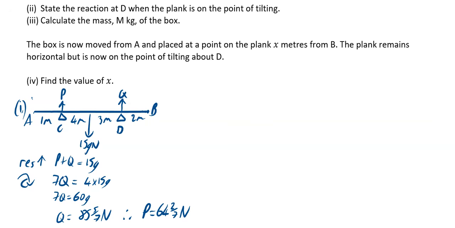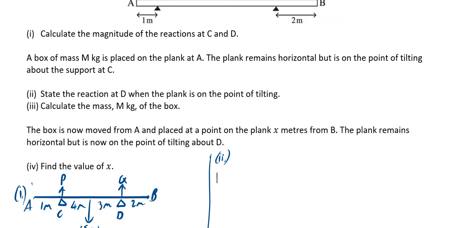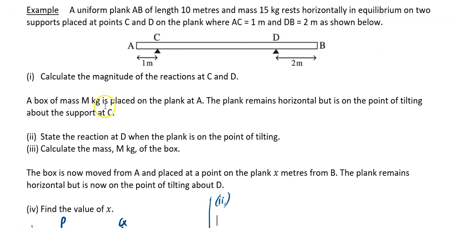Okay, part 2 says calculate the reaction at D when the plank is on the point of tipping. So sorry, I haven't read the rest of the question. A box of mass M kilograms is placed on the plank at A. So your box is placed at A. So basically, you've now got an extra weight here, which means this force is going to massively reduce. But if it's on the point of tipping or tilting, then that means your reaction at D will be 0.